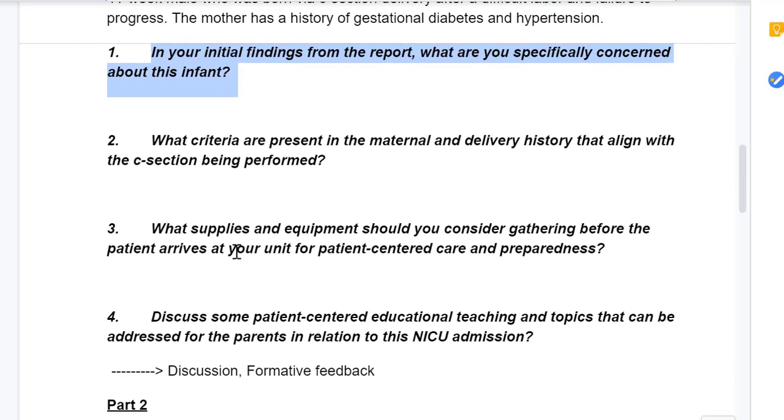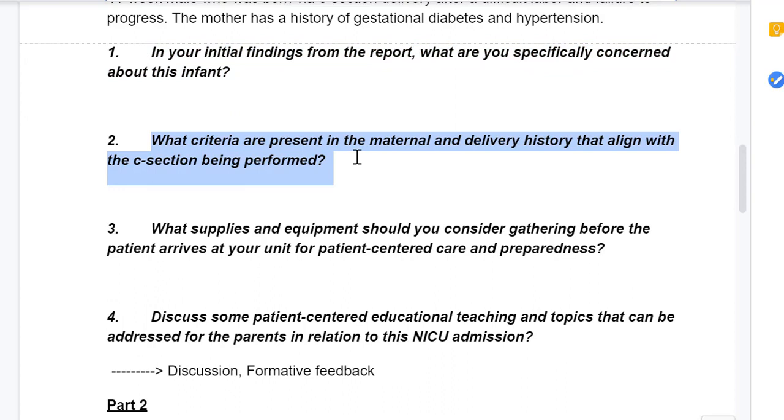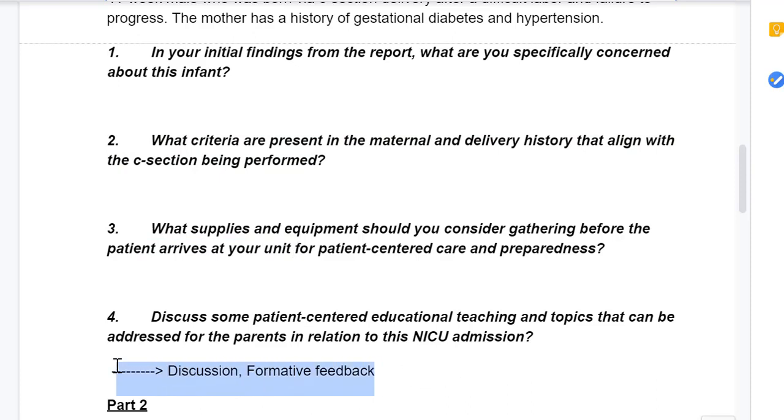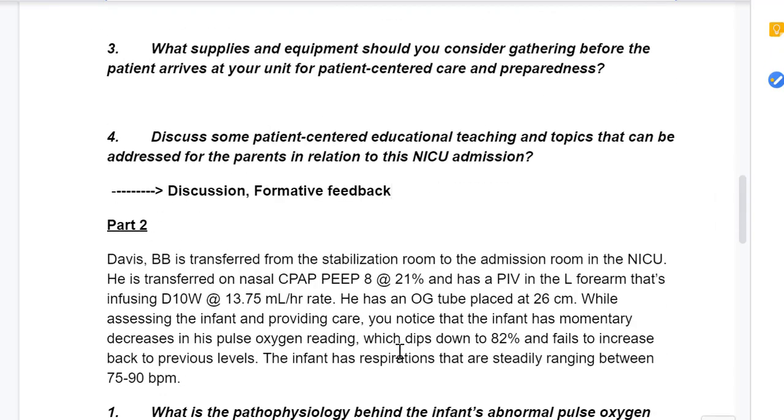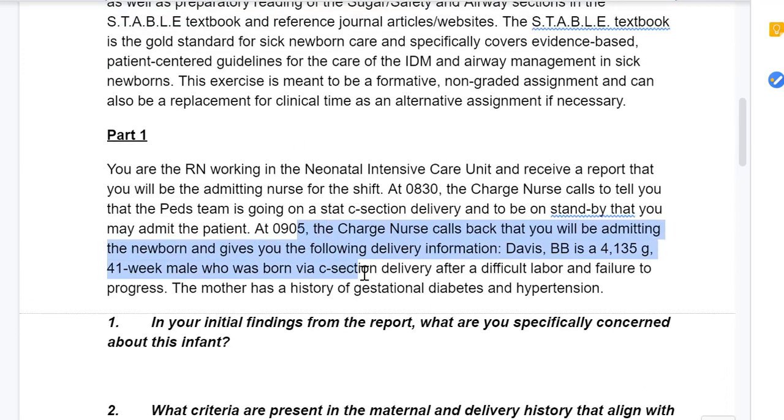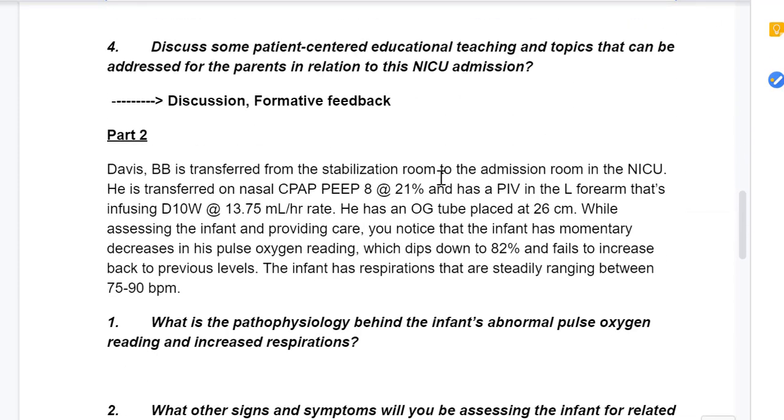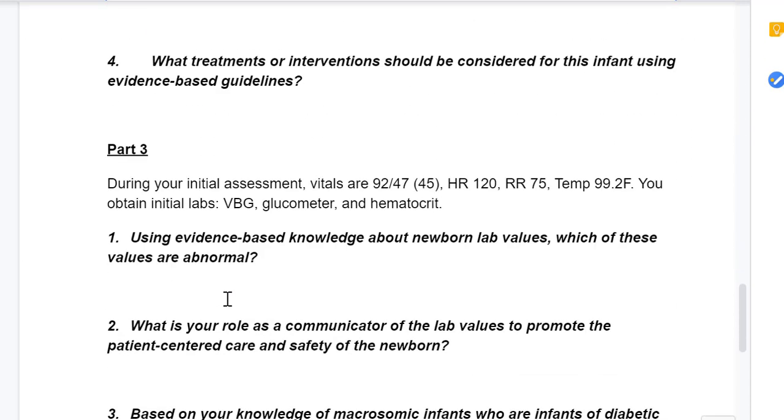So what are you concerned about in this particular case? What criteria indicate this C-section? What supplies and equipment should you have? The students all work together, come up with their answers, and then you have discussion about the student answers, a full class discussion. Then you move on to part two, right? Part two is going to sort of evolve the case. You came in and here you were admitting them and getting ready for the situation, but now they're transferred, right? Something else happens, and you're asked, okay, well, what do we think now?